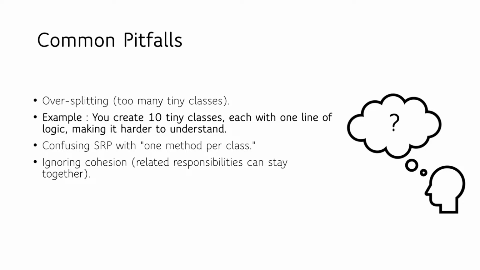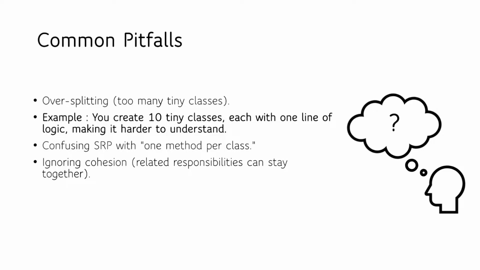Common pitfalls means how developers get confused with the points of the SRP that we are going to discuss in this. Oversplitting, too many tiny classes, means you create 10 tiny classes, each with one line of logic, which makes it harder to understand. SRP means that every class should contain only the logic that performs one single task at a time. It doesn't mean that you create one single class for each one line of logic. That is not going to prove anything.